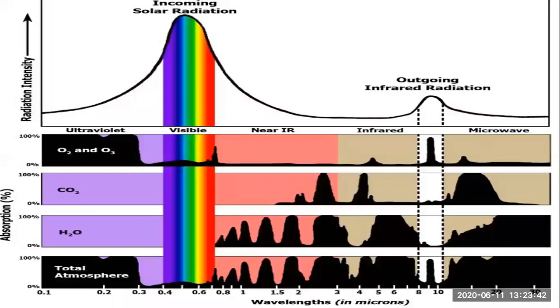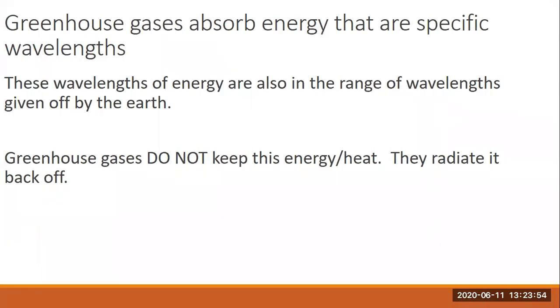But you notice that carbon dioxide, that CO2, and then water have the ability to absorb certain wavelengths of energy. That's where you're seeing those little dark uphills present. So the thing to realize with this is that these greenhouse gases only absorb certain wavelengths of energy. But it just so happens that a lot of these wavelengths are also in the wavelengths that are given off by the Earth that's trying to allow that energy to escape. Now, the one thing I'd want to point out, and if you don't get anything else from this webinar, hopefully you will get this part. Those greenhouse gases do not keep that energy or heat. They radiate it back off. So they absorb it and then re-radiate it.